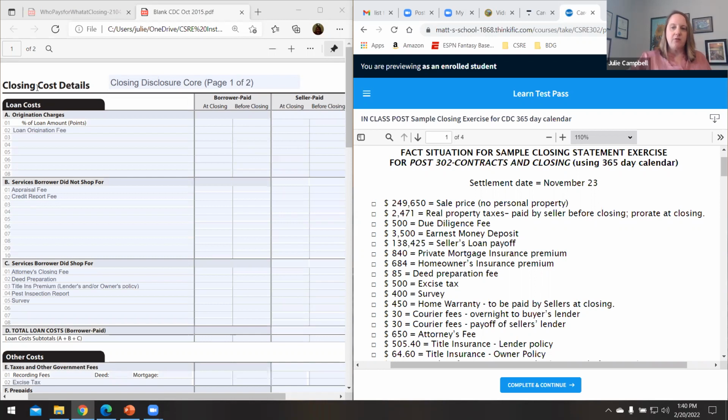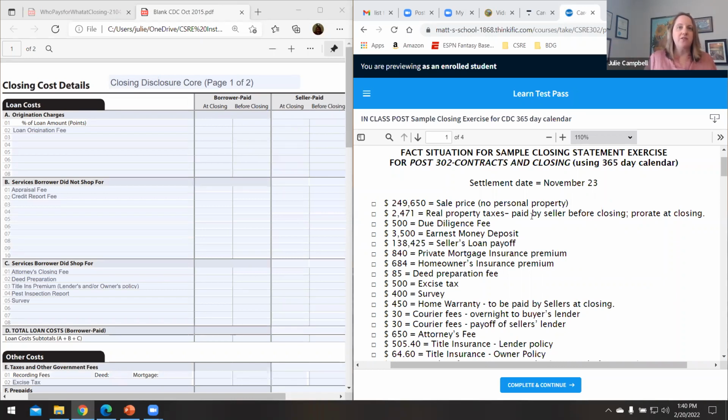And we start with the sales price. There's no personal property. The sales price is $249,650. The sales price is one of those double entry things, which means we're going to see it twice. And the sales price is between who? It's between the buyer and the seller. It's between the parties to the contract, right? So the sales price is going to be a debit to the buyer and a credit to the seller. The buyer is giving the seller that money.